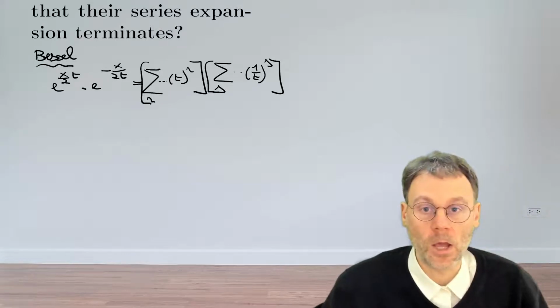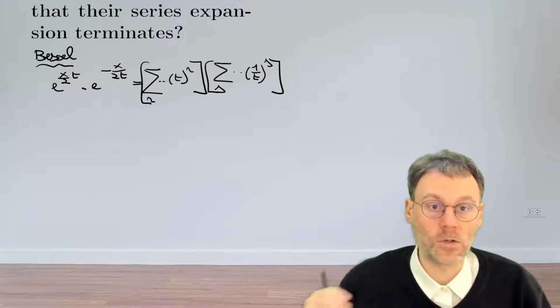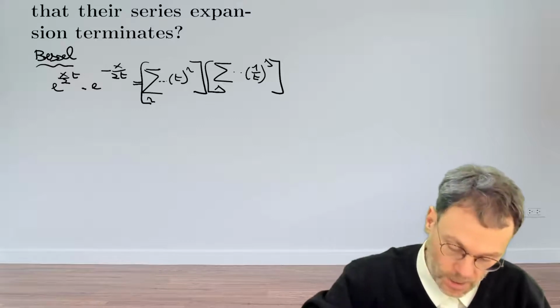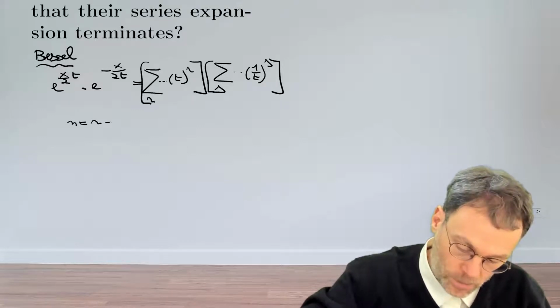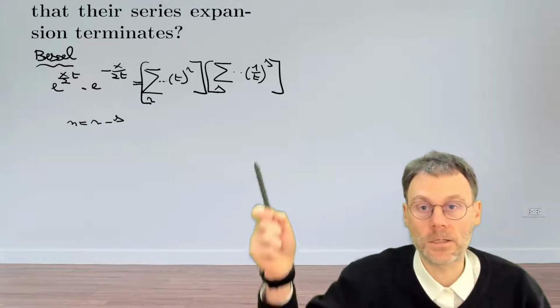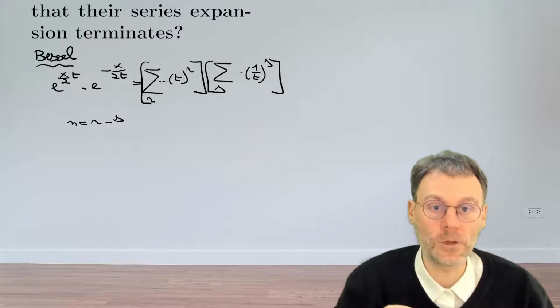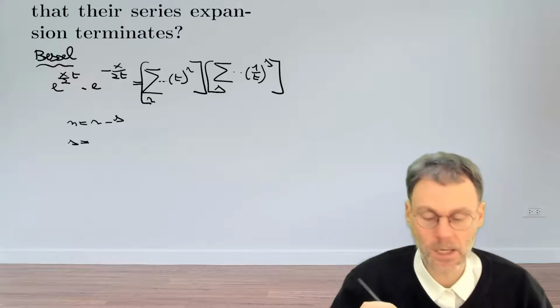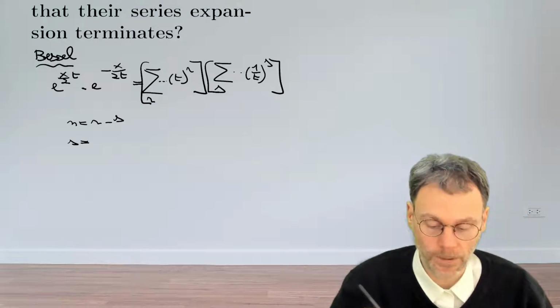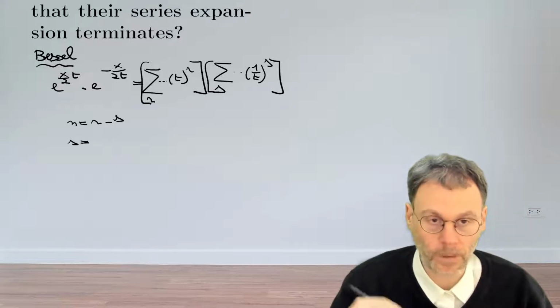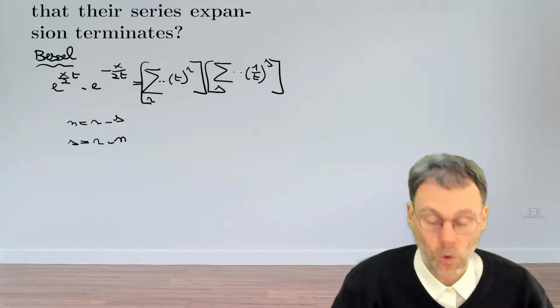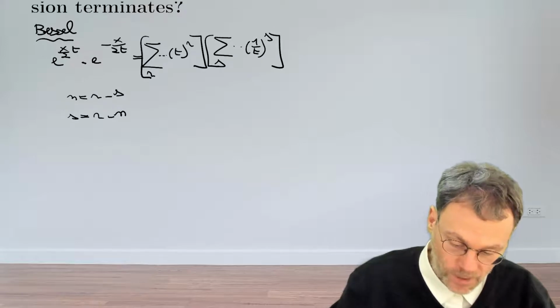Okay. So now that we have this, we need to collect all of the like powers of t. So for that, we're going to use a substitution: n is equal to r minus s, because we have the 1 over t here. So we can also write this as s is then equal to r minus n. Or we can also represent that graphically.